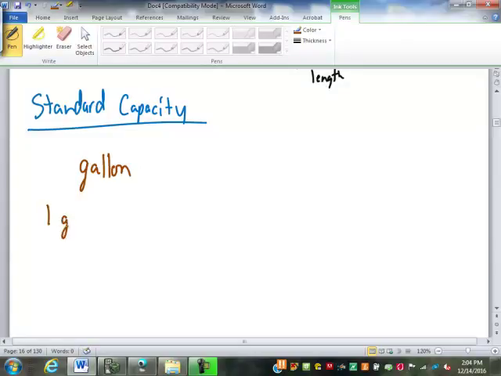Smaller than a gallon, we have quarts. Can anybody tell me how many quarts are in a gallon? 4, perfect. The word quarts comes from the word quarter, so it implies there's 4 of them in a gallon. Smaller than a quart, we have the pint. Very good. How many pints are in a quart? There are 2 pints in a quart.